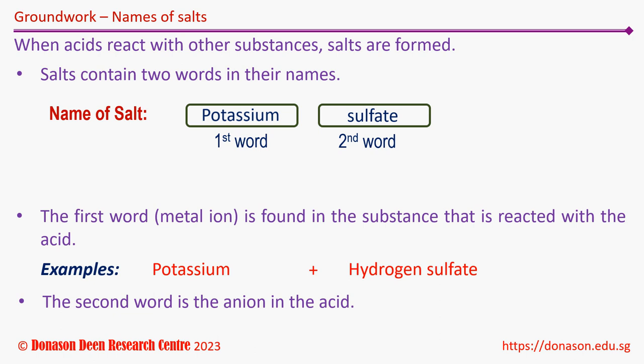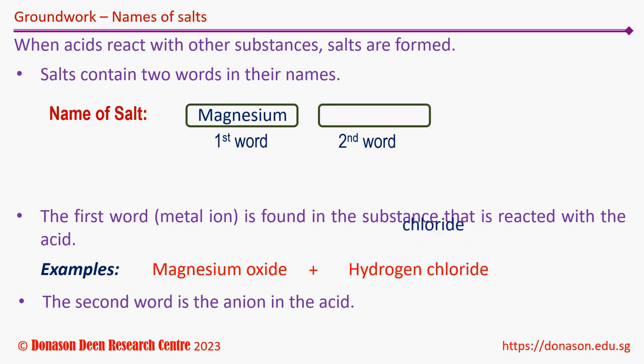By the way, this is just for theory purposes. Potassium should never be allowed to react with hydrogen sulfate because it would result in an explosion. But just to understand how we write the name of the salt, I've given this example. If I were to take calcium hydroxide and react it with hydrogen sulfate, the name of the salt would begin with the word calcium, and the anion found in hydrogen sulfate is of course sulfate. So the name of the salt would be calcium sulfate. How about if I use magnesium oxide? Magnesium is the name of the metal ion, so it would become magnesium sulfate.